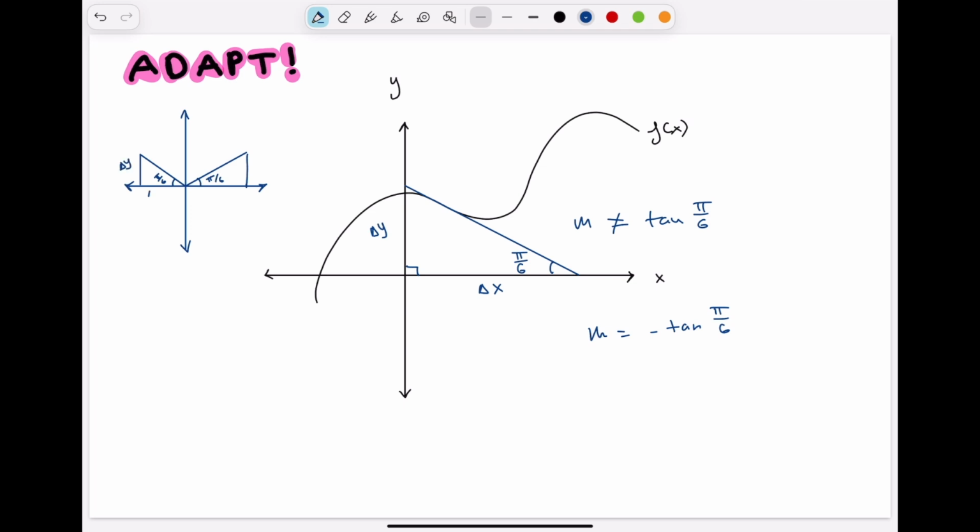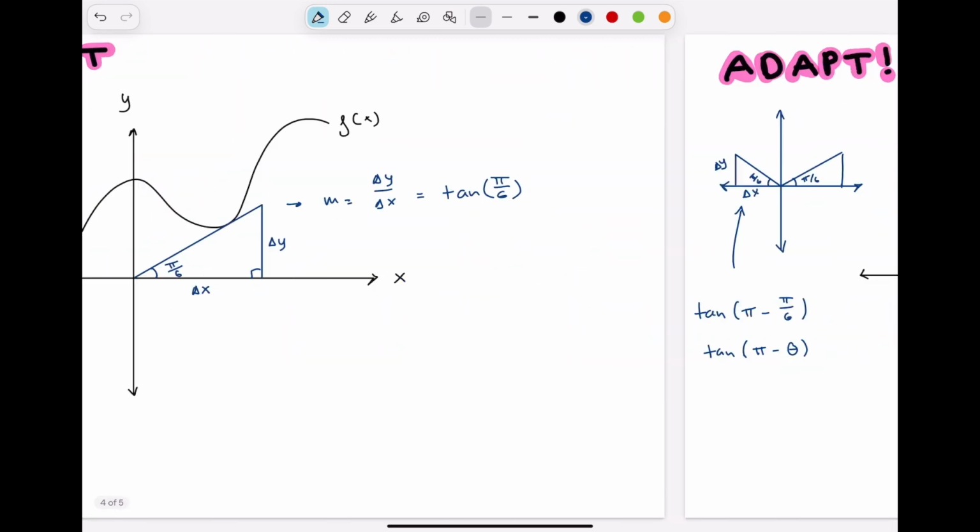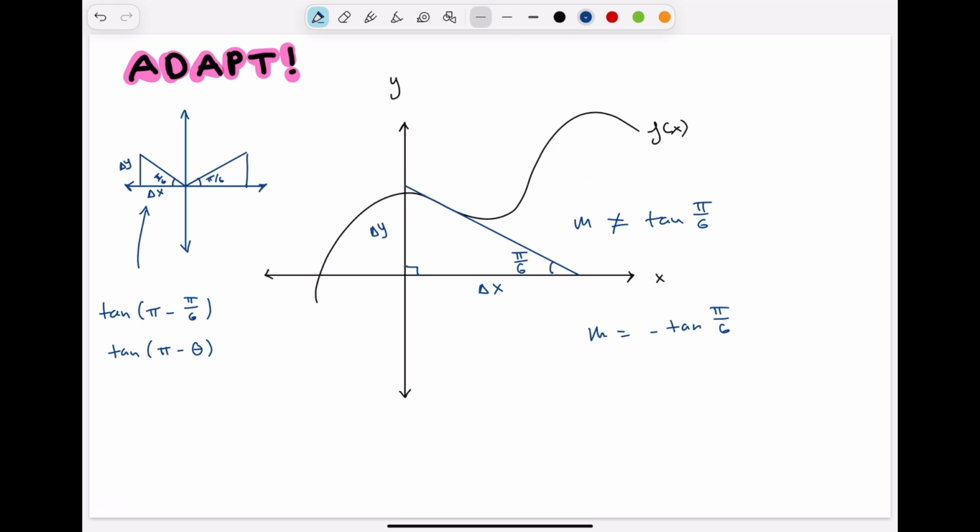And this is your change in y, and this is your change in x. And we can express this right here as the tangent of pi minus pi over 6, or tangent of pi minus theta. And again, I've used pi over 6 just as an example, but this is really just any angle.